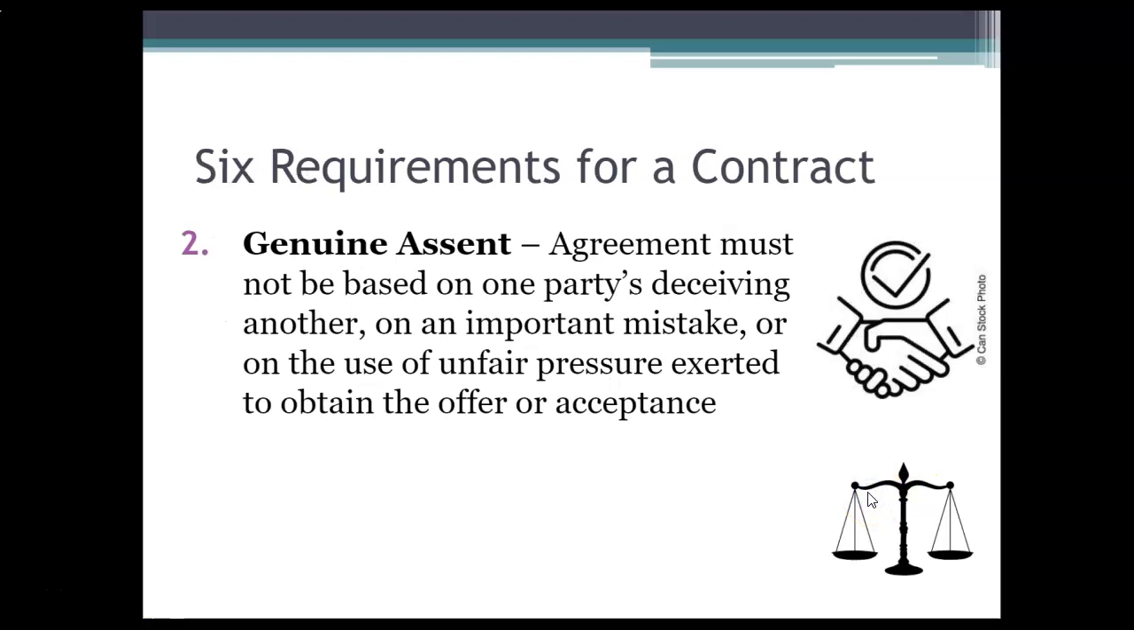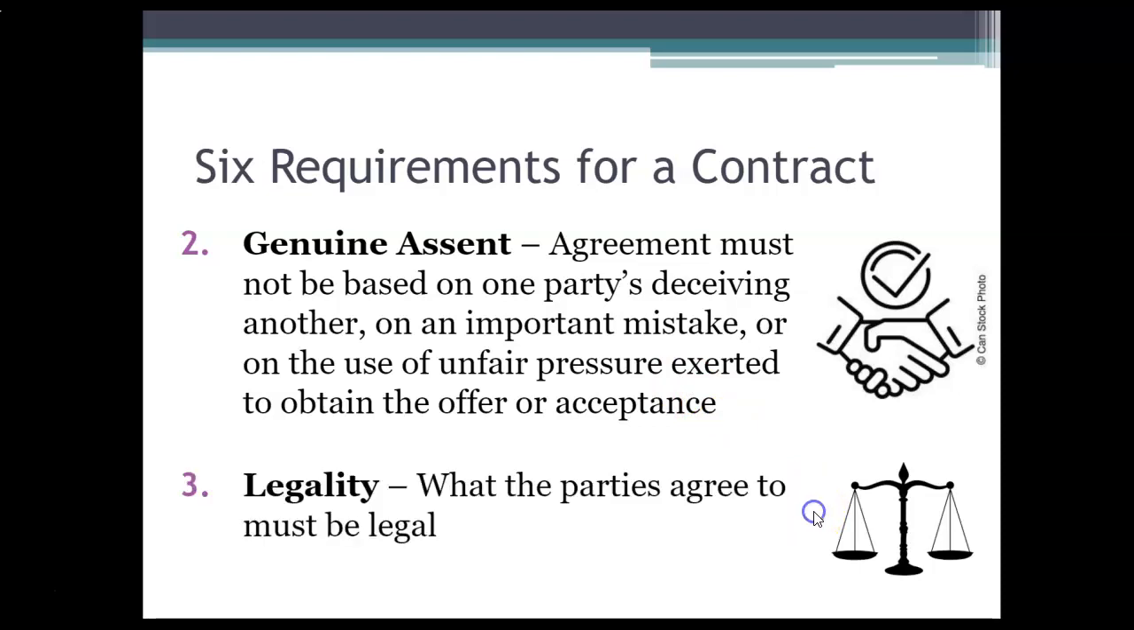The second requirement for a contract is genuine assent. That basically means they have to genuinely accept your offer because they want to. There's no deception there. So they're accepting it based on what you say, believing that what you say is true. So it can't be based on anybody deceiving somebody or an important mistake or unfair pressure. So if somebody's holding a gun to your head or somebody is threatening to step on your cat's tail or something like that, that's not genuine assent. So they have to enter into that agreement willingly.